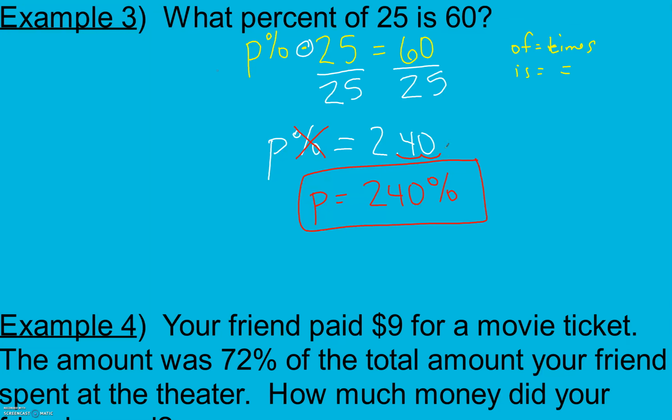We can also think about this as P over 100. So we'd have to multiply by 100 here on both sides, which would get us to 240. And since we're looking for percent, we're going to label that as percent. So either way works, as long as we can get from that decimal to the percent, we are good.